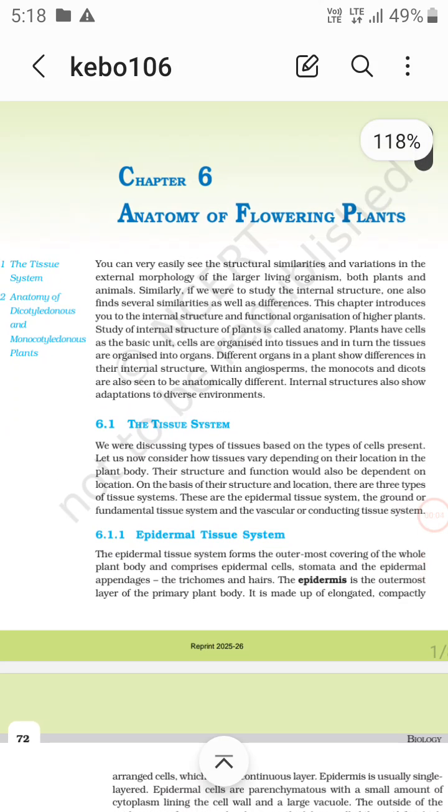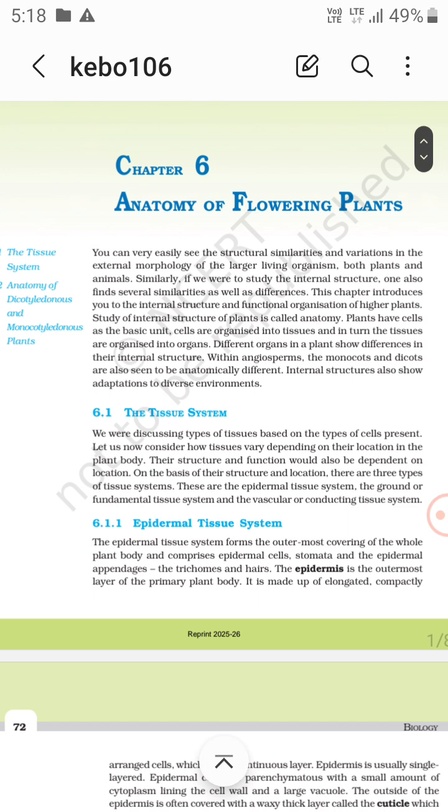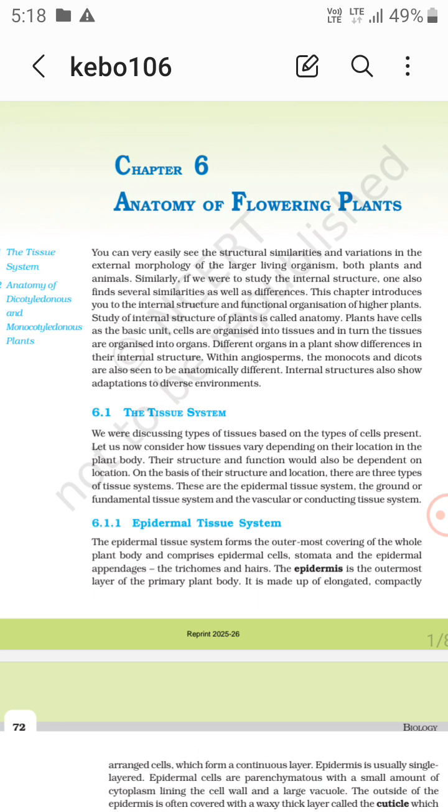So chapter 6, that is Anatomy of Flowering Plants: the tissue system, anatomy of dicot and monocot plants. So study the internal structure and the functional organization of higher plants. This chapter introduces you to the internal structure and functional organization of higher plants. The study of internal structure of plants is called anatomy.